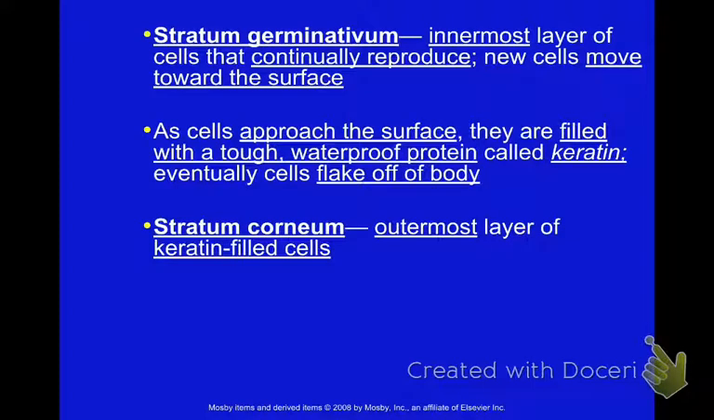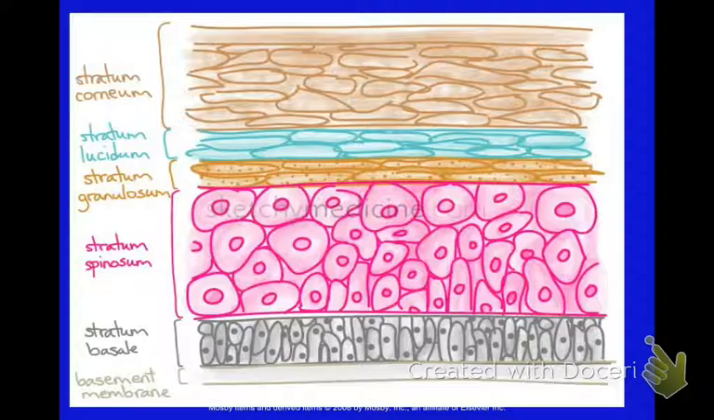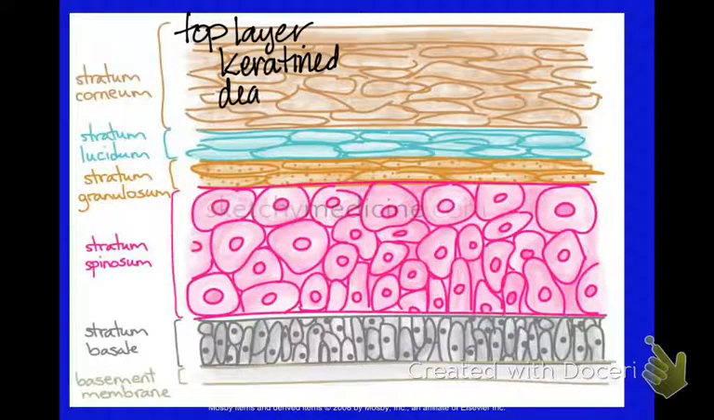So I'm going to go to the next slide, because this is where we're going to learn the layers of the skin in their order. This is the top layer. You can either draw the cells or you can just write the names. This is the stratum corneum. These are where the cells are keratinized, and they're dead.